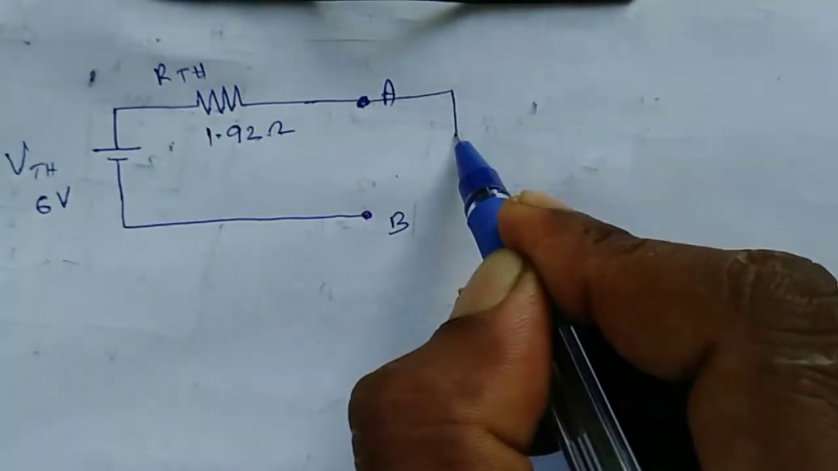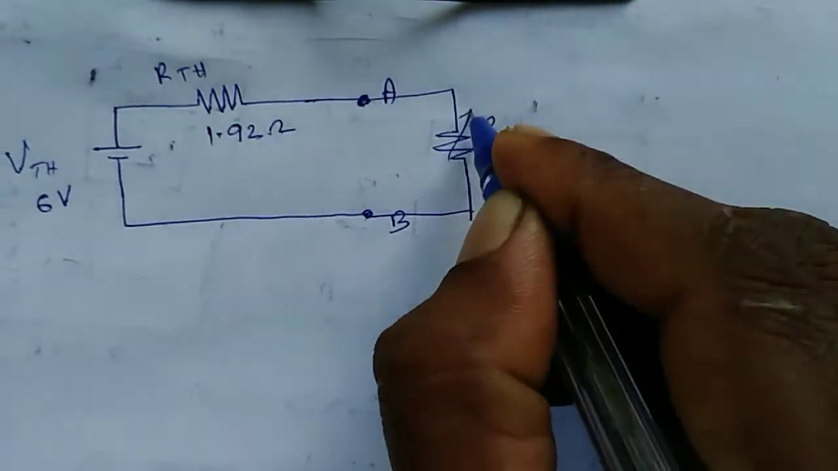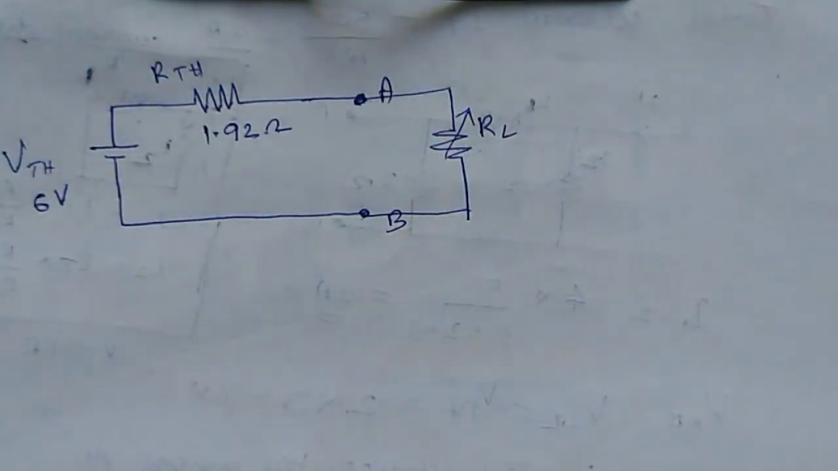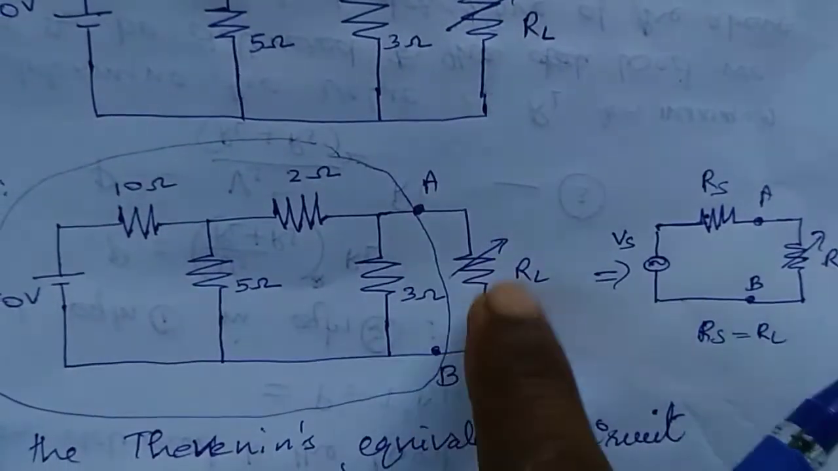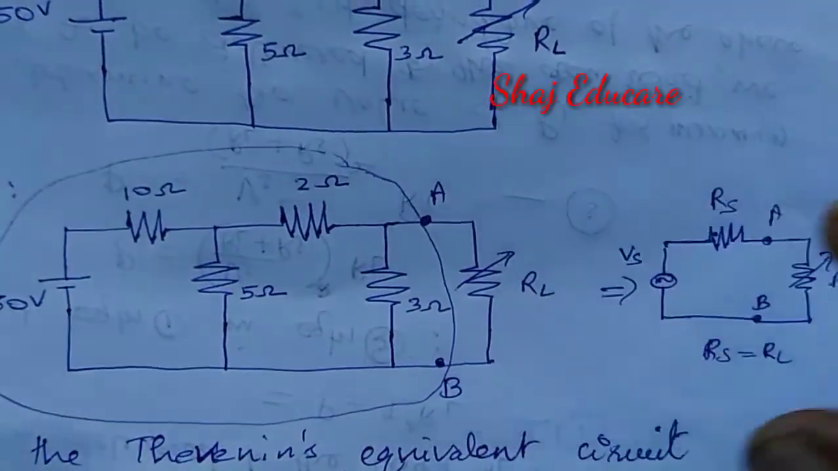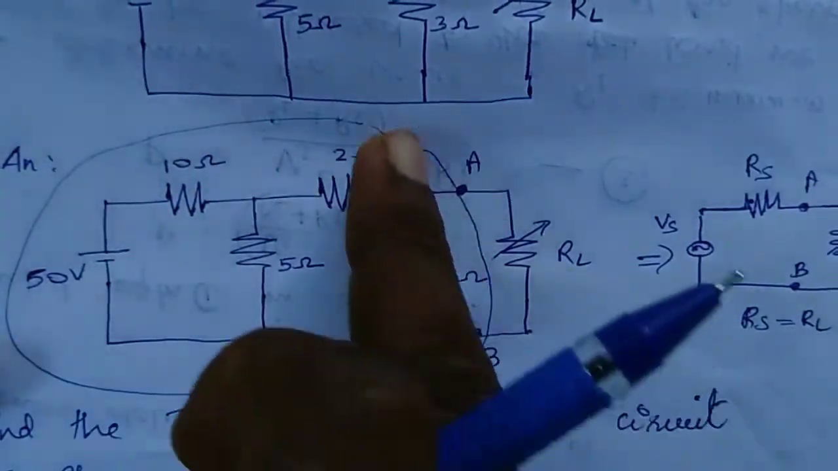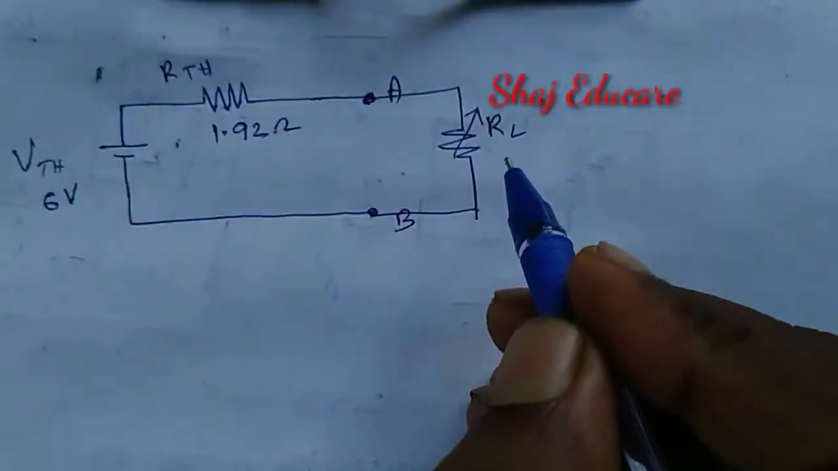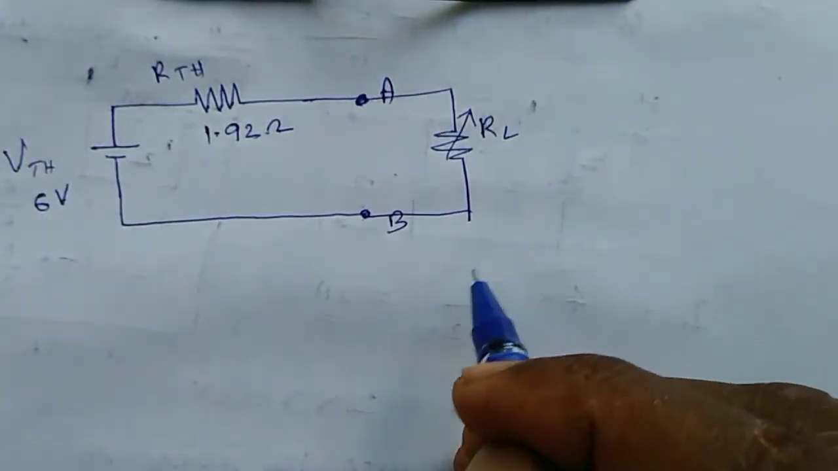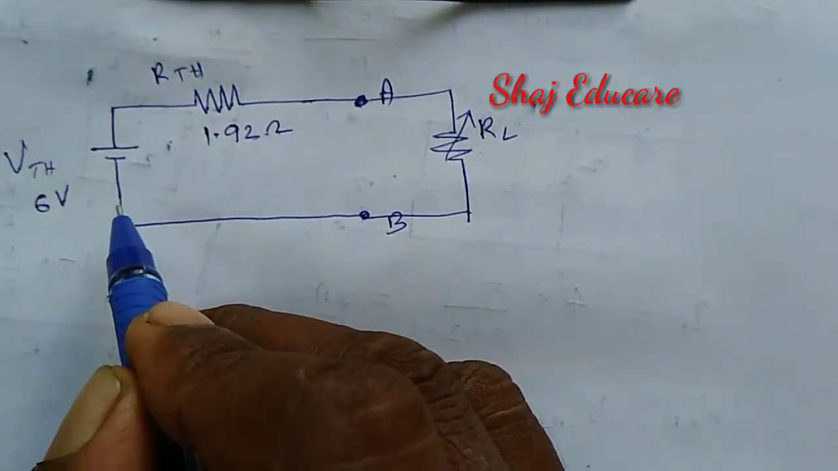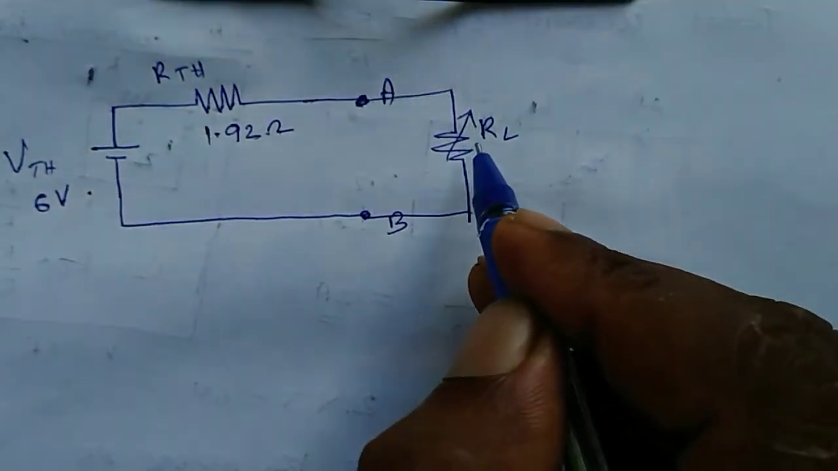Now let us connect the load resistance RL, which is given in our question. We disconnected it in order to find the Thevenin equivalent circuit. Now that we found the Thevenin equivalent circuit across AB, let's connect it back. Okay, this is the resultant circuit having only a single voltage source, a single resistance, and a load.